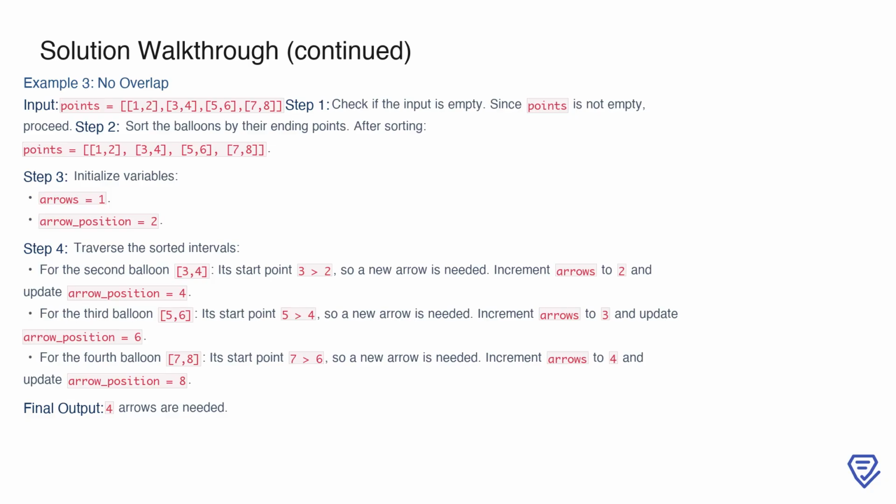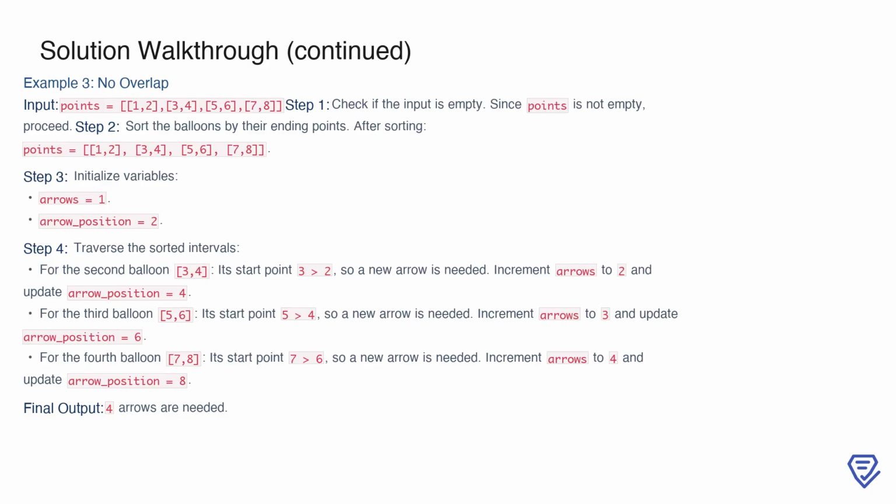Here's an example where the balloons do not overlap at all. The input intervals are [1,2], [3,4], [5,6], [7,8]. After confirming the input is not empty, we sort the intervals by their ending points, resulting in the same order: [1,2], [3,4], [5,6], [7,8]. We initialize our variables with one arrow, placed at the end of the first balloon, which is position 2.